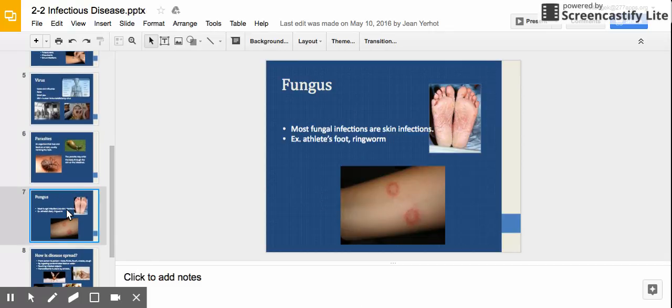And then a fungus typically would cause some sort of skin infection, like athlete's foot, which you see here, or ringworm. So ringworm is kind of a misnomer. It's not actually caused by a worm. It's caused by a fungus, and it has this very easy to spot circular red spot that shows up on the skin.